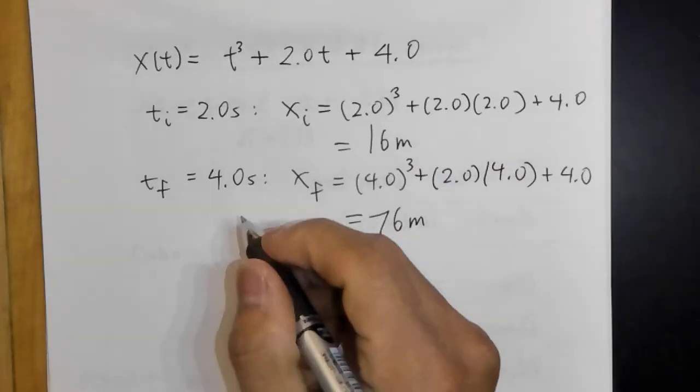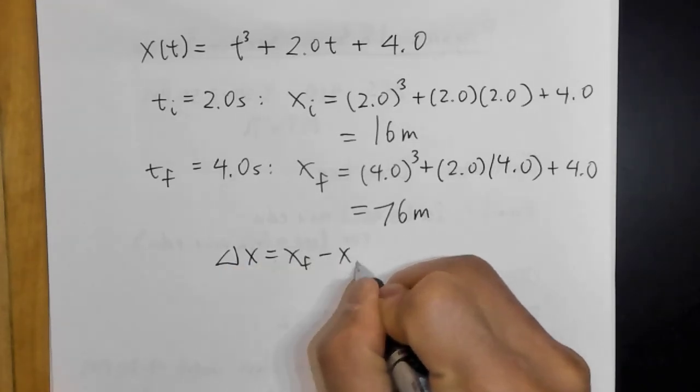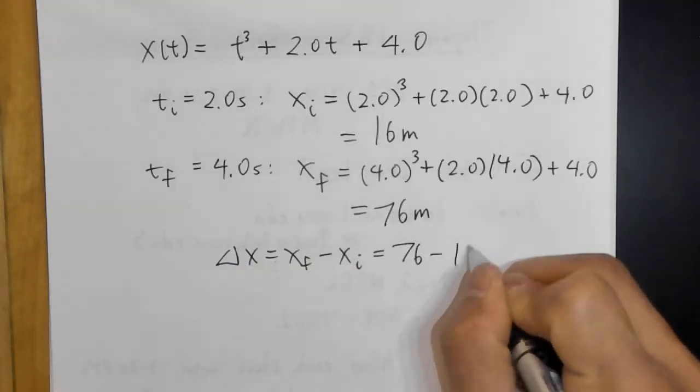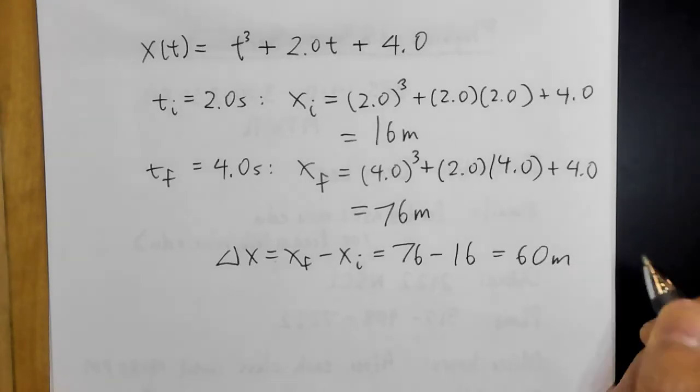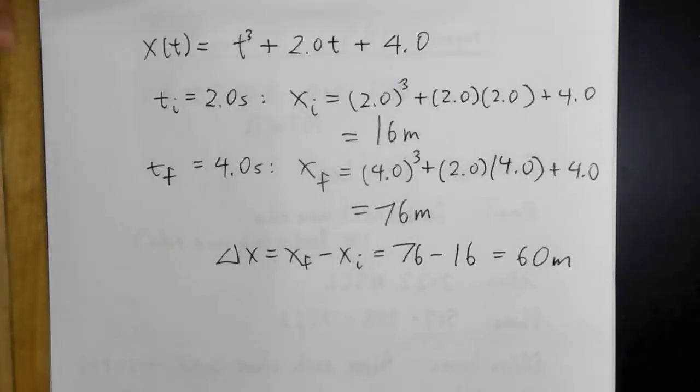And so we want the displacement, so delta x is x final minus x initial. So 76 minus 16, that's equal to 60 meters. Okay? Any questions about that? You got that? Okay, let's do the second part of this problem.